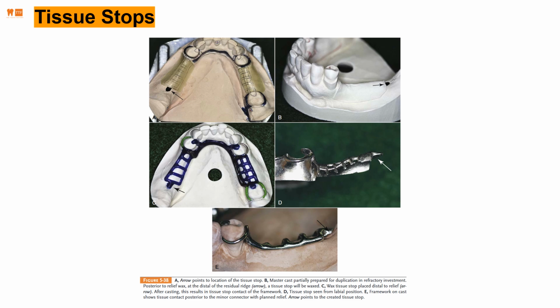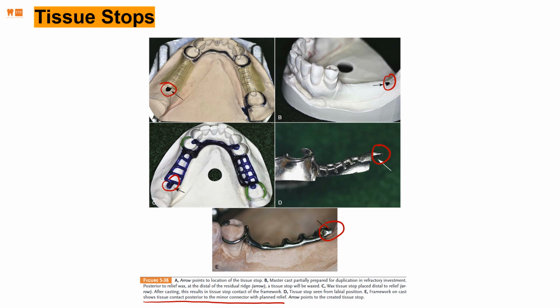So here it is, tissue stops. Where are they? Distal tissue stop, distal tissue stop, right? This is where it stops. There's a tissue stop right there. After that, there is no need to extend the acrylic component, right? It shows tissue contact posterior to minor connector with planned relief, right?